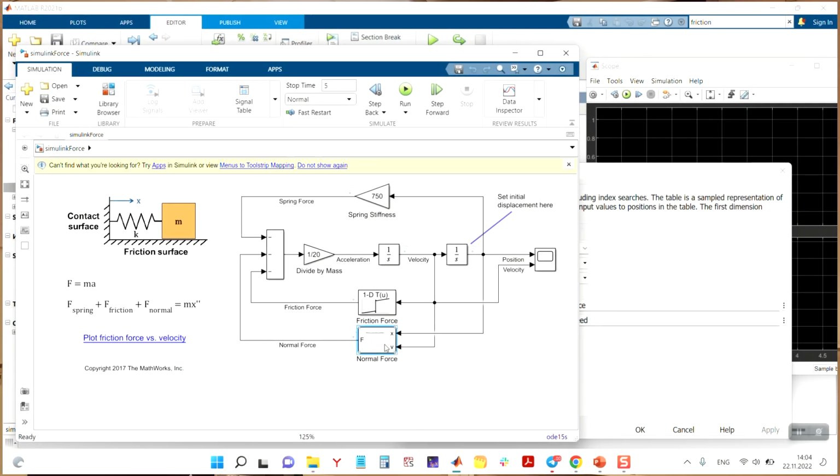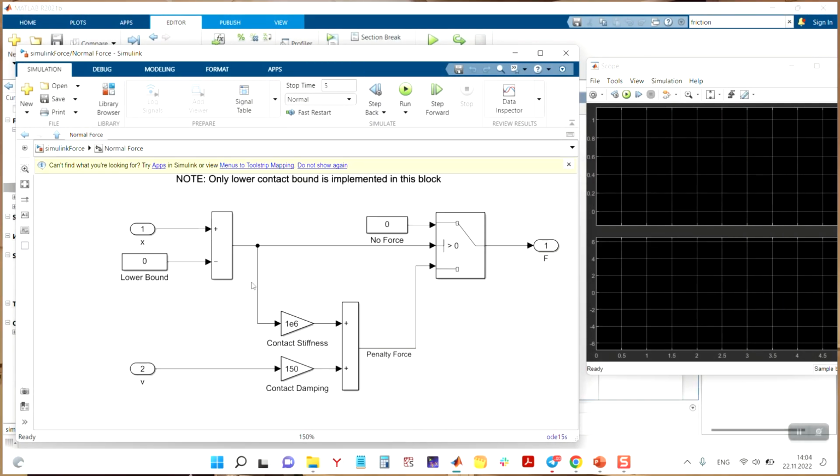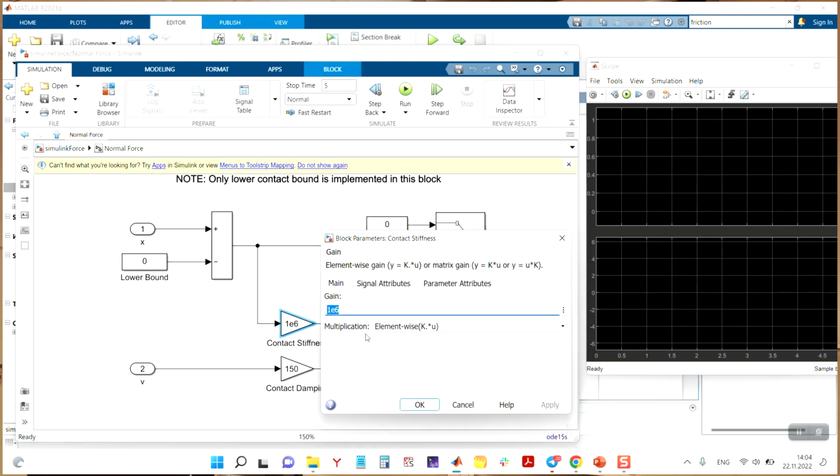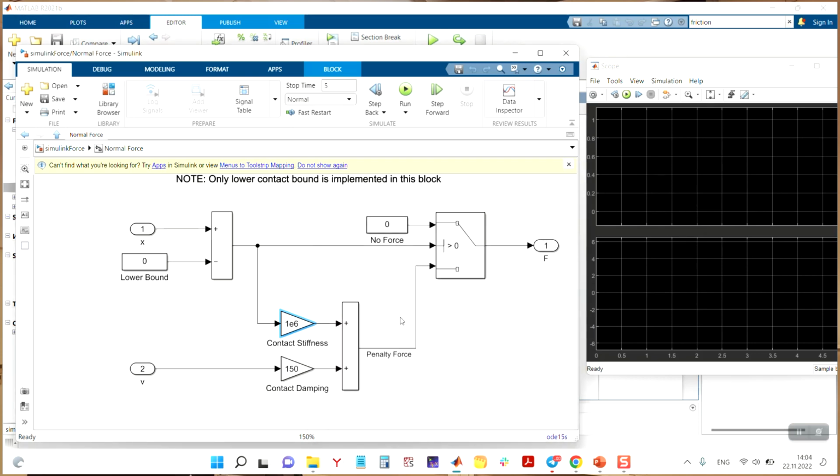Normal force here, x multiplied with the coefficient of stiffness, and you can see that it's 10 to the power of 6, so it's pretty huge. And damping is pretty small. Penalty force, why is it called penalty based? Because of this penalty force, which forces an object to go in the opposite direction.